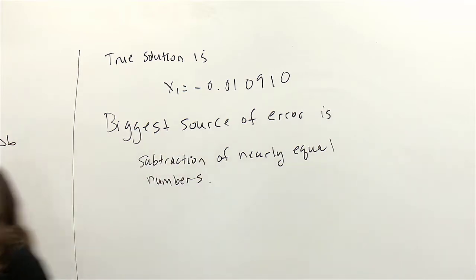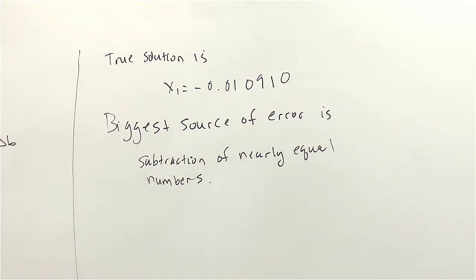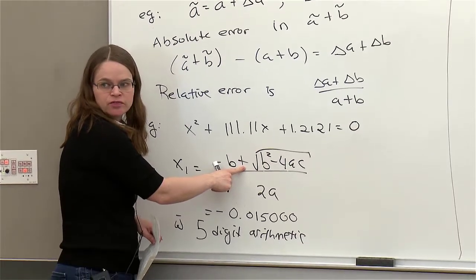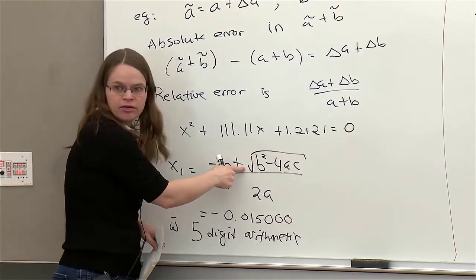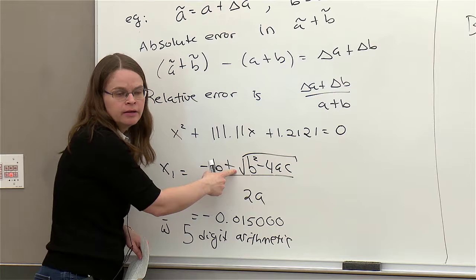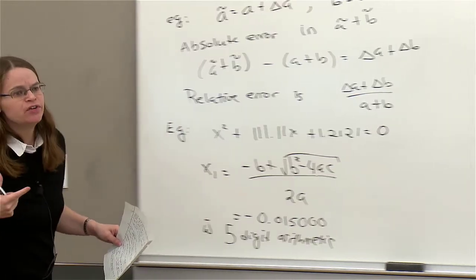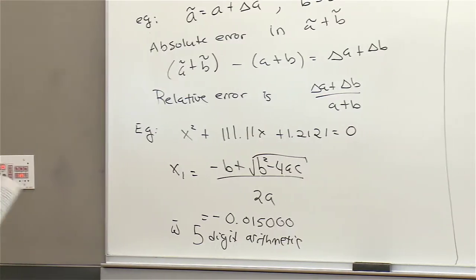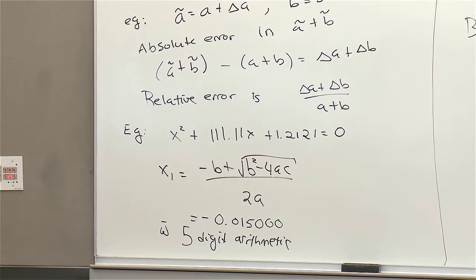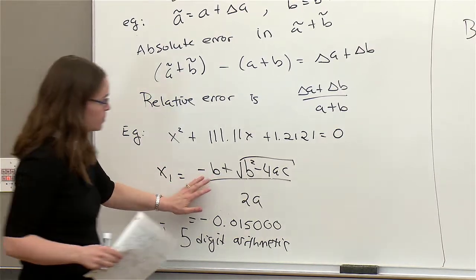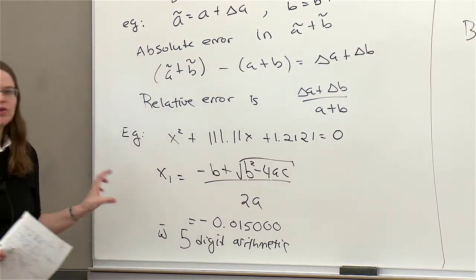Now this wouldn't have been a problem if I was looking for the other root of this quadratic equation, right? If I looked for the minus here, then effectively I'd be doing minus b and then minus something approximately b again. Basically addition of nearly equal numbers. That's no problem, right? That won't blow up my relative error. But the subtraction is a problem, so what can we do to get around this?